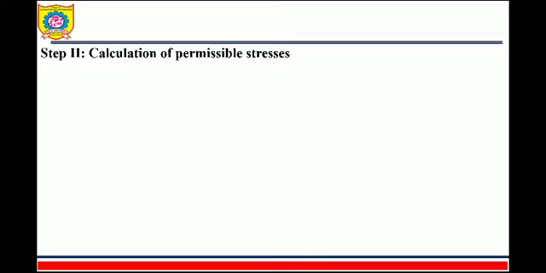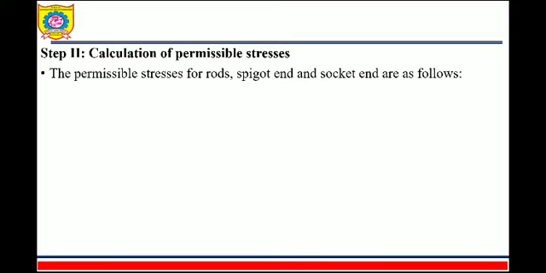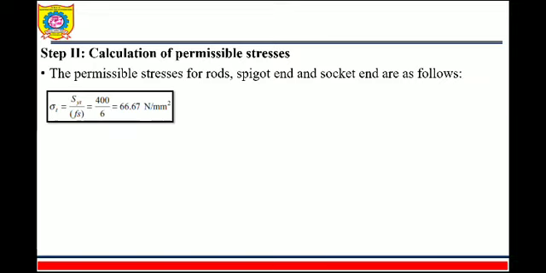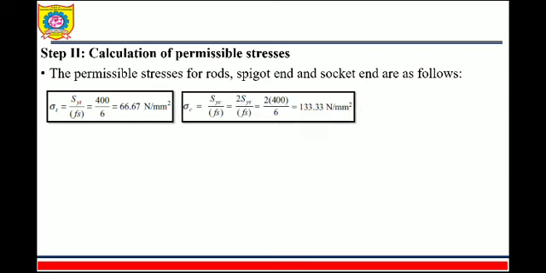Second step, calculate all permissible stresses. So which are permissible stresses? The permissible stresses for rods, spigot end and socket ends are as follows. So the first one, permissible stress we have to find. Sigma T is equal to SYT upon factor of safety, which is equal to 400 by 6. Next is sigma C, that is compressive stress or crushing stress, is equal to SYC upon factor of safety.